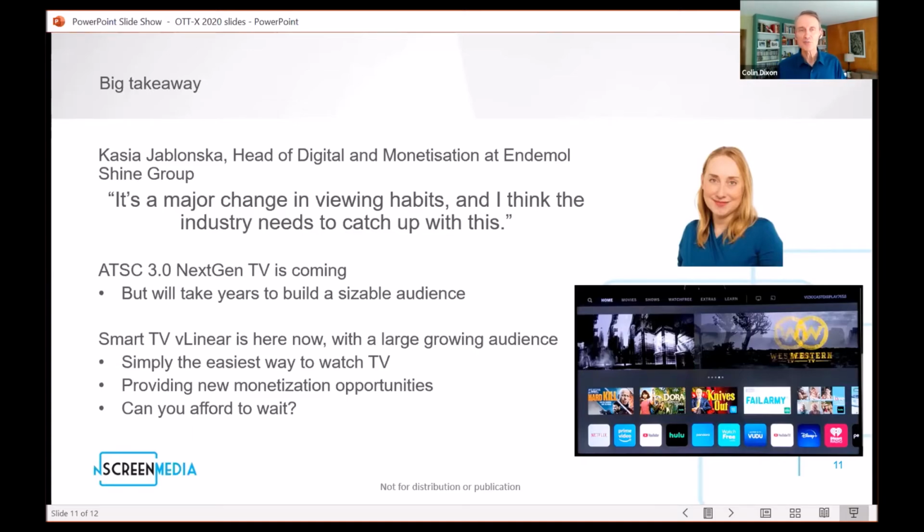It provides new monetization opportunities, as Ms. Jablonska indicated, with targeted advertising, which really enhances the advertising value. And I've got to tell you, if you have content or you have a channel, this really is a great opportunity to get in now as this market is developing and deliver your content directly to consumers in an advertising supported virtual linear channel.